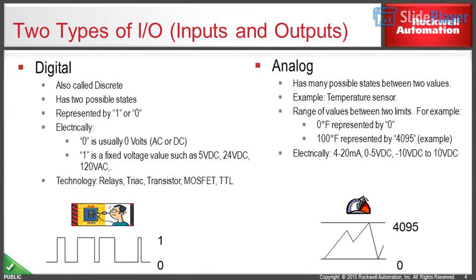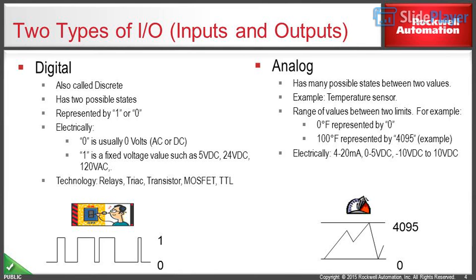Technology: relays, triac, transistor, MOSFET, TTL. Analog has many possible states between two values. Example, a temperature sensor: a range of values between two limits. For example, 0 degrees Fahrenheit represented by 0, 100 degrees Fahrenheit represented by 4095. Electrically, 4 to 20 milliamperes, 0 to 5 VDC, 0 to 10 VDC, or -10 VDC to 10 VDC.